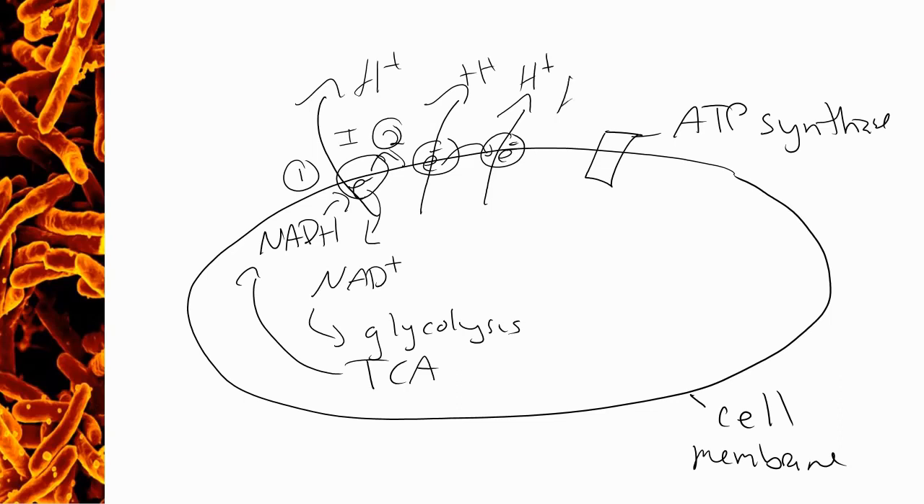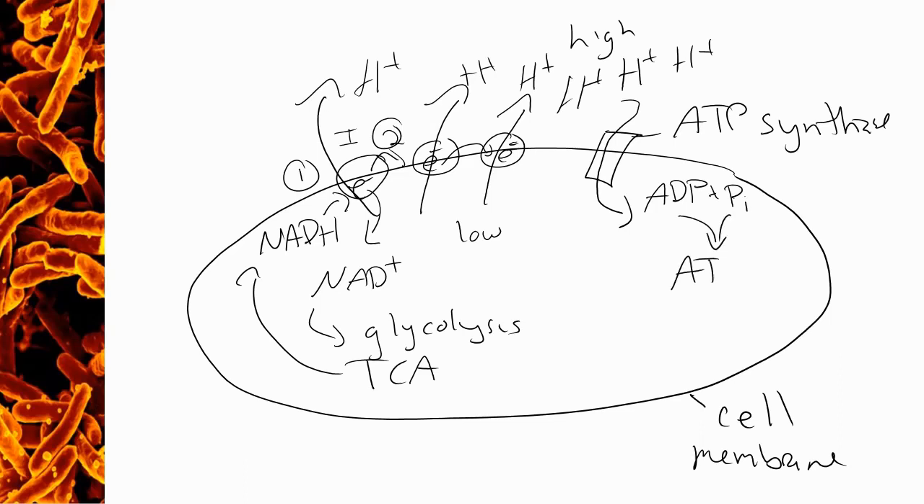This creates a proton gradient, what we also call the proton motive force, where we now have a high concentration of protons outside the cell compared to a lower concentration in the cytoplasm. Anything that has high concentration on one side and low concentration on another will like to diffuse down its gradient. And so those protons will diffuse through ATP synthase, and that's going to power ATP synthase to take ADP plus inorganic phosphate and combine them to make ATP.